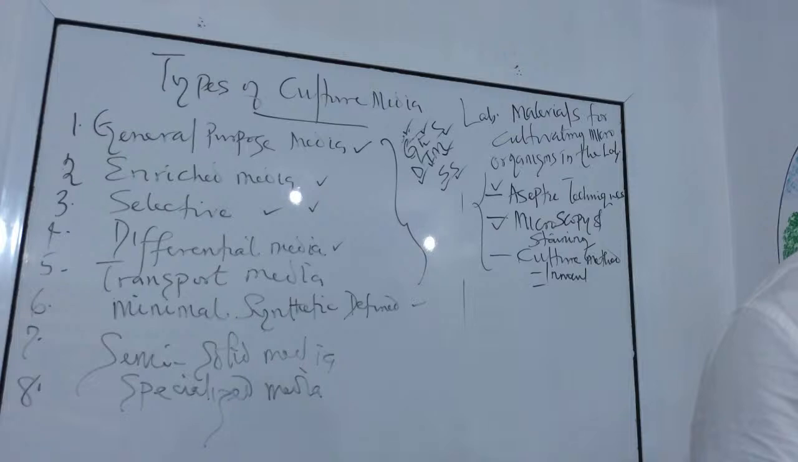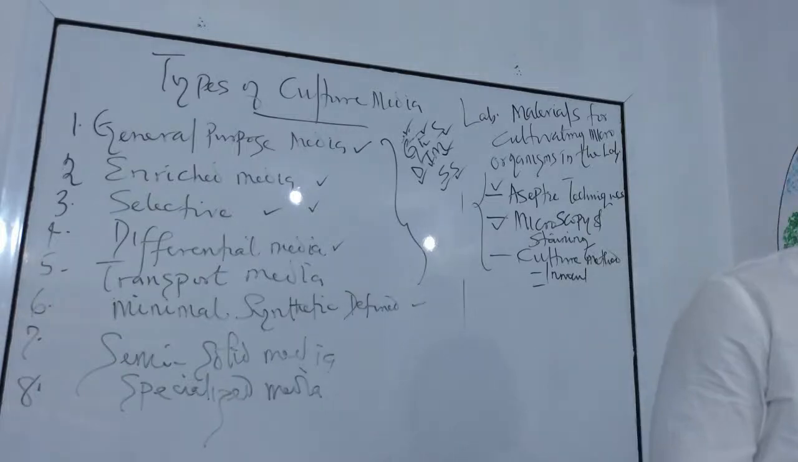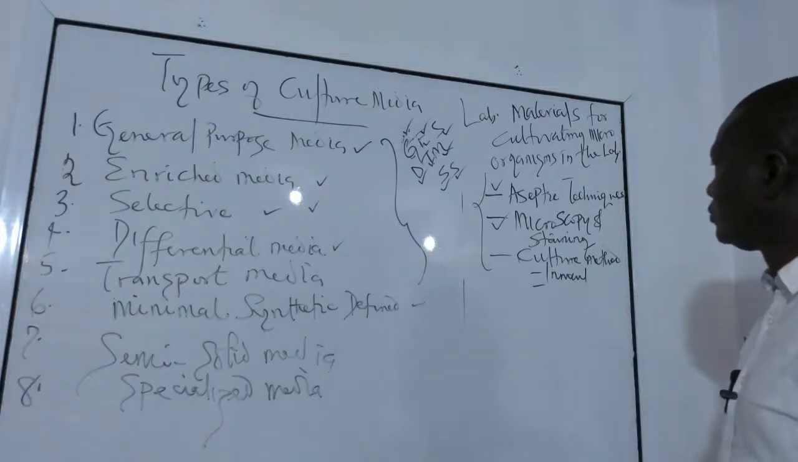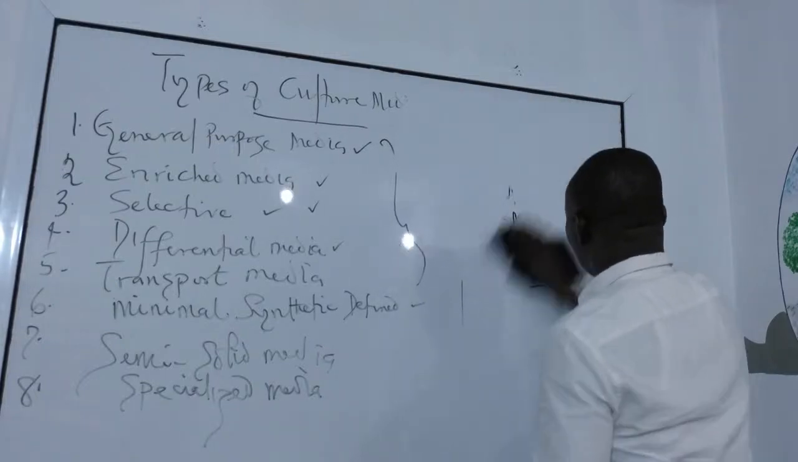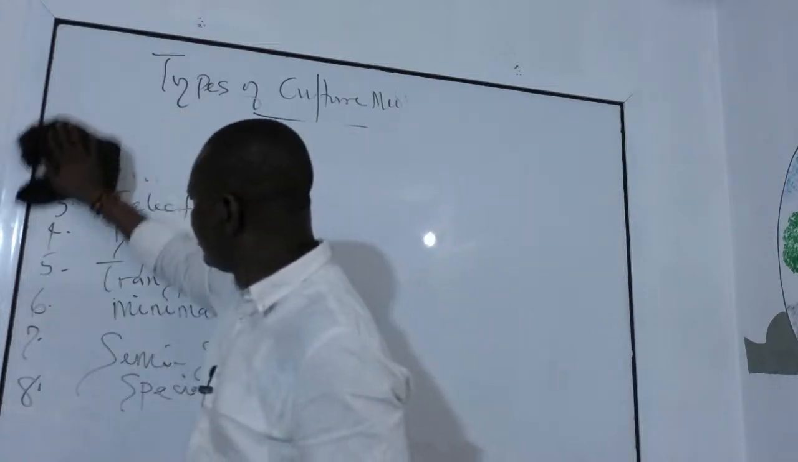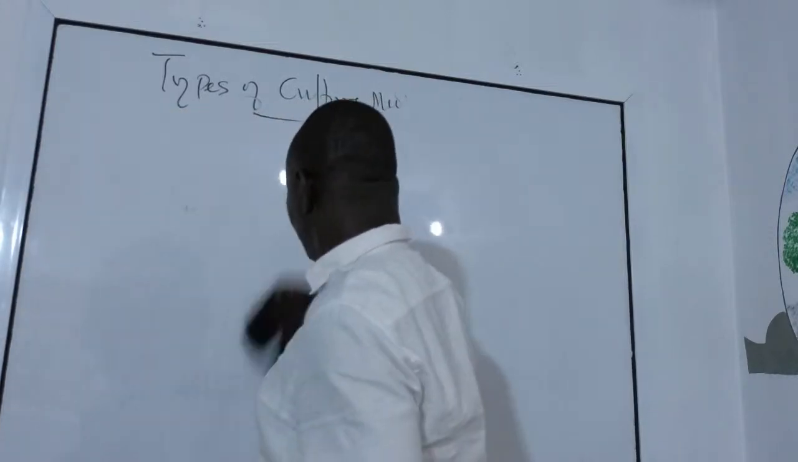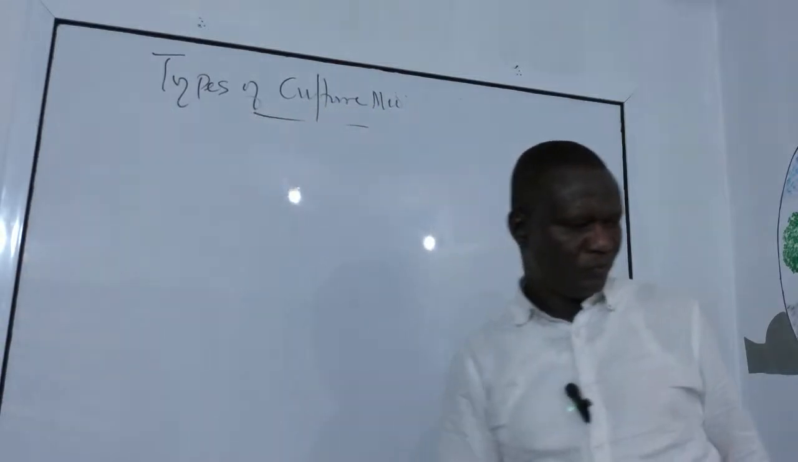For transport, M is standing for minimal synthetic defined. I will tell you the reason why the name of this is very long. Minimal synthetic and defined. Okay, so the second to the last is semi-solid media, and the last one is called the specialized media. So we are going to see all this as we go on. We are going to start picking them one after the other. We are going to give description.